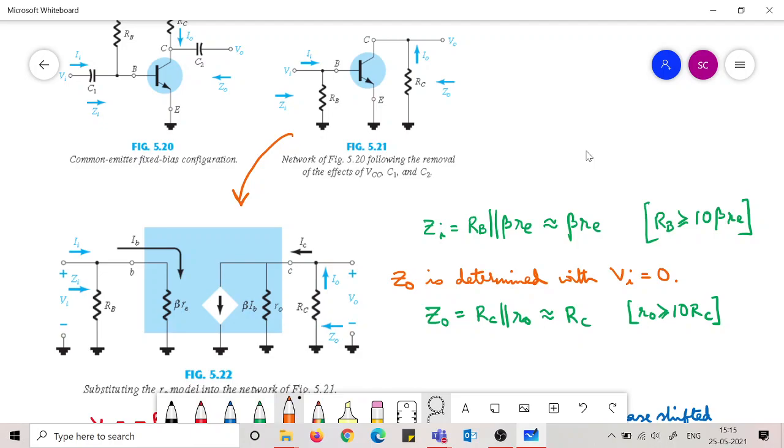And even after this, this Z0 and Zi are beyond. So, Z0 is the impedance seen from this point, inwards. So, it will include the RC as well as all these. Similarly, Zi will include RB and all these things. So, now we have to calculate this Zi and Z0.